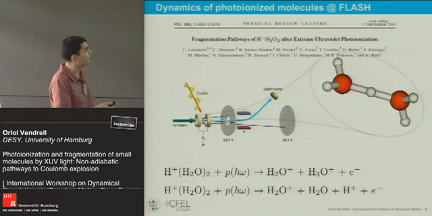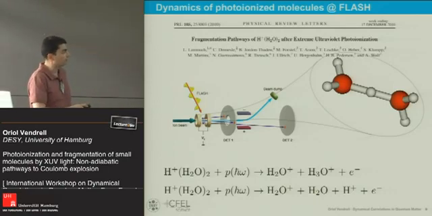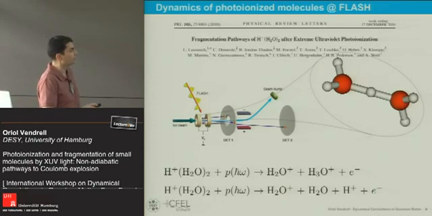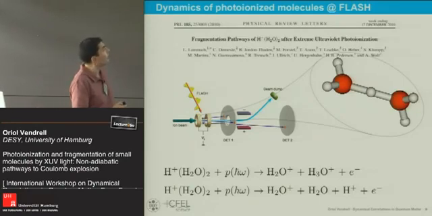And they ionize this system with a flash. It's written here. And then they look at basically the fragmentation channels that one gets. This is the fragmentation channel that is seen with the largest probability. There are also other fragmentation channels that are seen.